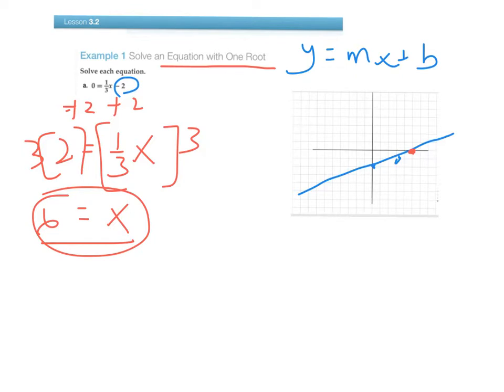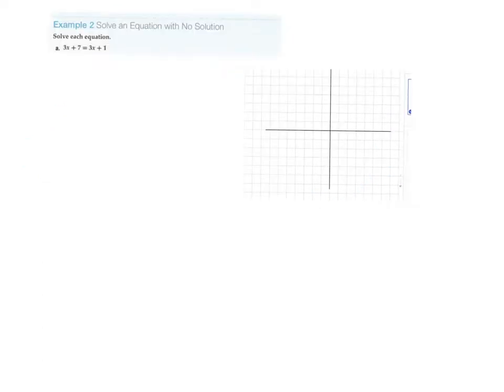Basically, our solution is where a line will cross the x-axis. So we can make a point and draw a line through it and connect it, or we can solve the equation. Sometimes we have special ones that have no solutions, because if we have a graph that doesn't cross the x-axis, we don't have a solution. So let's see what it looks like when we solve this.